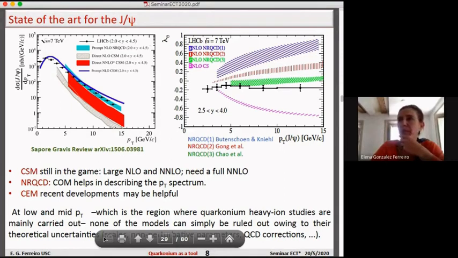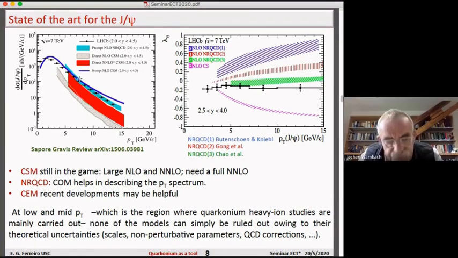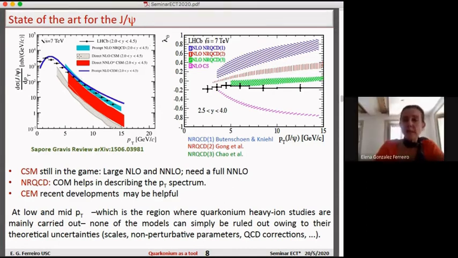For the color evaporation model, it's not a leading order or next to leading order. The main difference that was developed in the last year was that, instead of the parameter being the mass of the state, they introduced the transverse mass, in such a way that they can introduce a dependence on PT that was not there before. In any case, for our region of interest, since up to now I worked on integrated PT results, the three of them are safe and give similar results.